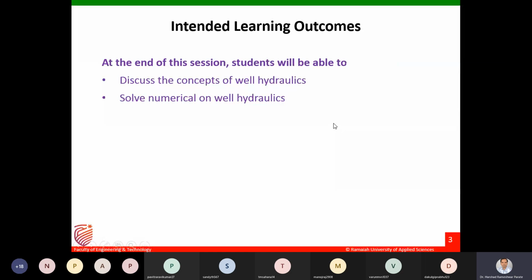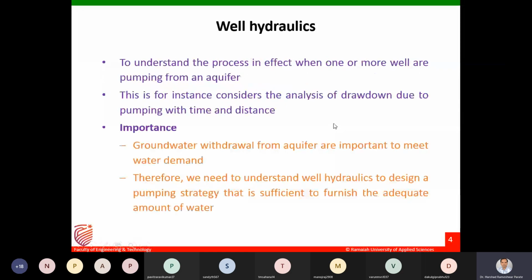Well hydraulics is nothing but understanding the process and effect when one or more wells are pumping from an aquifer. In an aquifer there will be multiple wells. If one well pumps, what is its effect on the other wells, or if multiple wells pump, what is the effect on the surroundings? All those things can be described using well hydraulics.